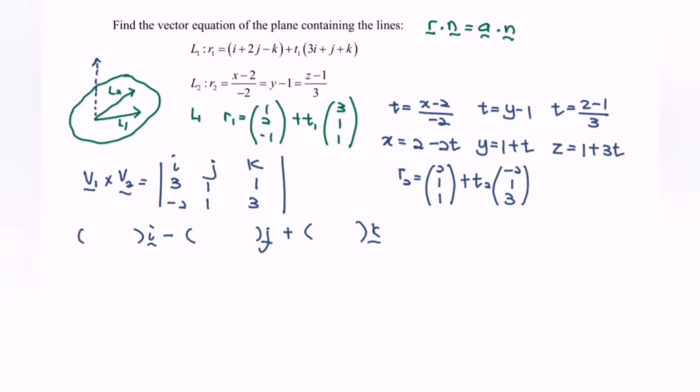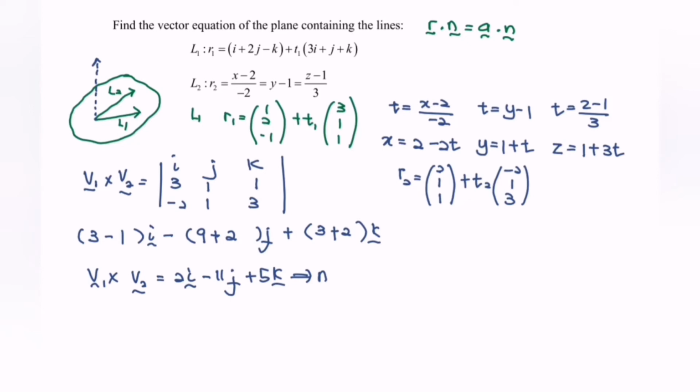Kindly cross them. Close up the i, and we will have j cross with the k, where we have 3 minus 1. Next, kindly close up the j, and we will have i cross with the k, where we have 9 minus the negative 2, so we will have positive 2. Next, close up the k, i cross with the j, so where we have 3 minus the negative 2, so plus 2. So v1 cross with v2, and we will have a vector which is called a normal, 2i minus 11j plus 5k, where we have the normal.